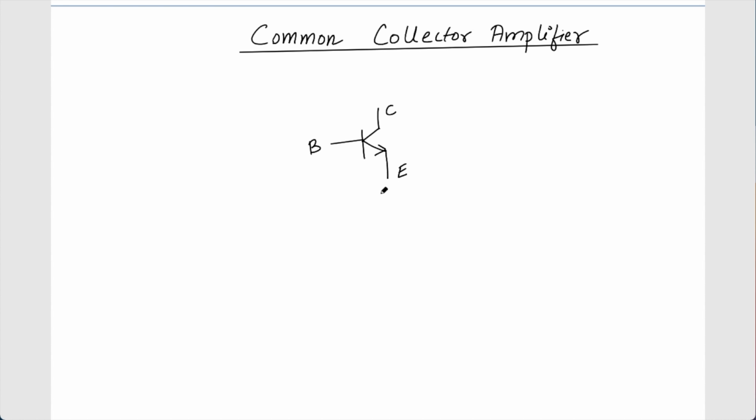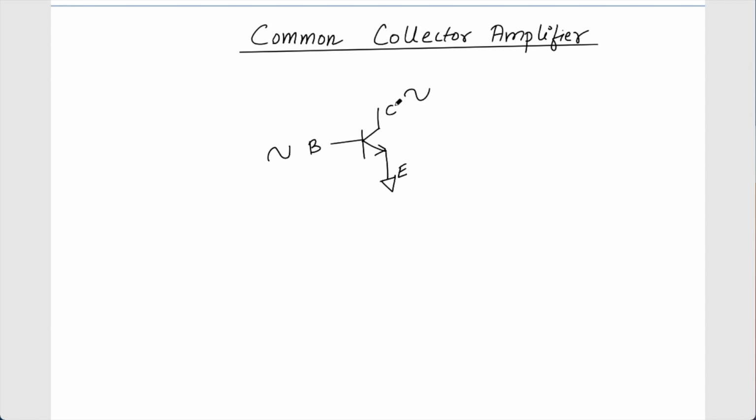In the common emitter, what we have seen is that we have grounded the emitter, and we have provided the input at the base and collected the output at the collector. Of course the biasing is there. We need to make sure that the base and the emitter are forward biased, and the collector and the base are reverse biased.